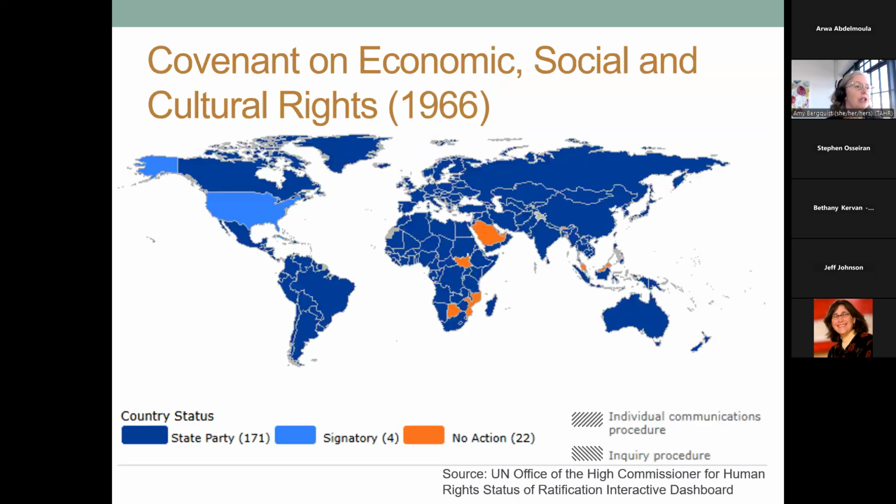Next treaty we're going to do a brief overview of is the International Covenant on Economic, Social, and Cultural Rights. Not quite as widely ratified, but pretty widely ratified with 171 state parties. And this is one where it's a little bit trickier to connect to the death penalty directly.